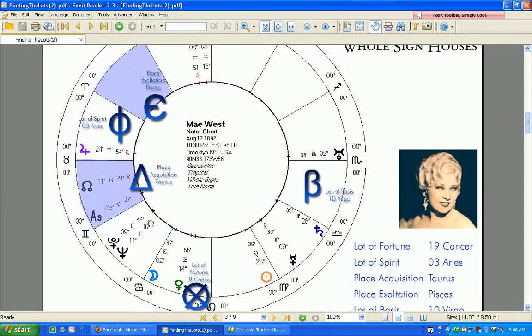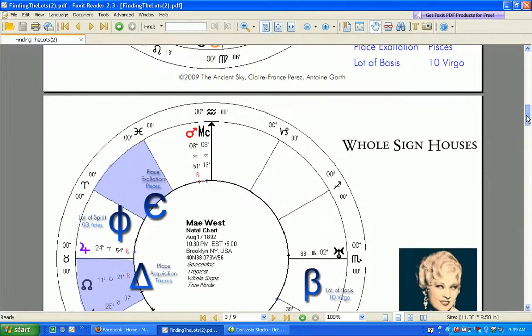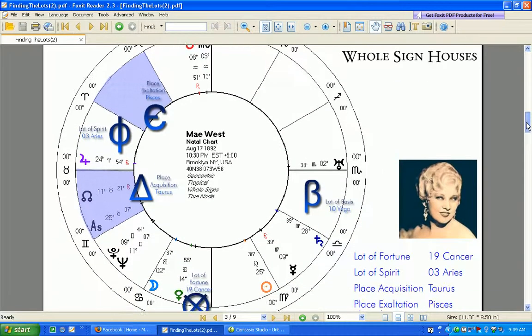So we go 30 degrees forward to 26 degrees of Gemini, and then we add another 23 degrees. 26 plus 23 is 49. 49 minus 30 is 19, right? There are 30 degrees in each sign. So 19 degrees of Cancer. So we were at 26 degrees of Gemini, and we had to add another 23 degrees, which took us to 19 degrees of Cancer. To find the spirit, we reverse that formula.